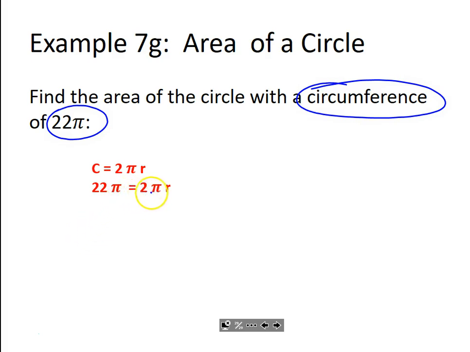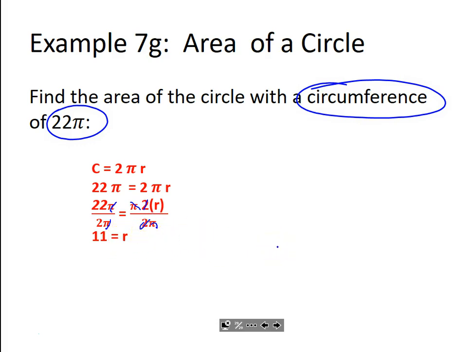We're going to divide both sides by 2 pi and 2 pi. That's going to cancel our pi's out right here. That's gone. That's gone. Our 2's gone from there. Our 2's gone from there. Pi's gone from there. Pi's gone from there. So we just have 22 divided by 2. That's going to equal our r. So that's 11.